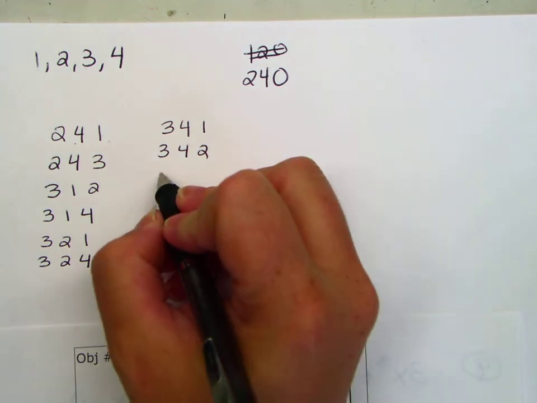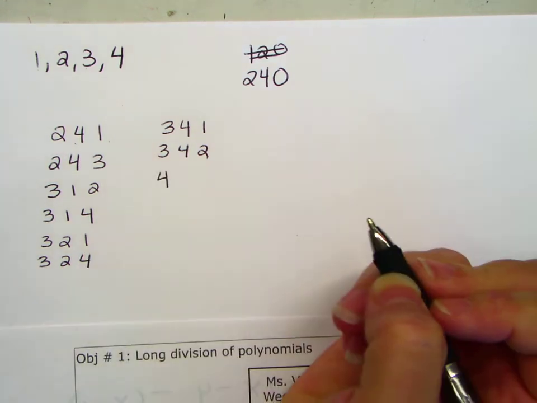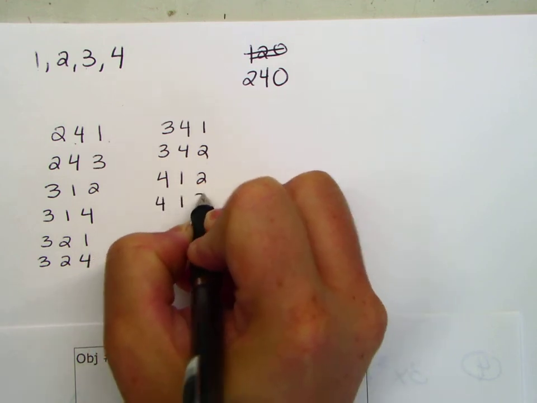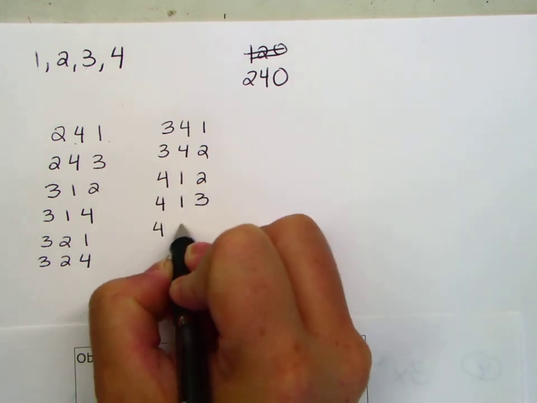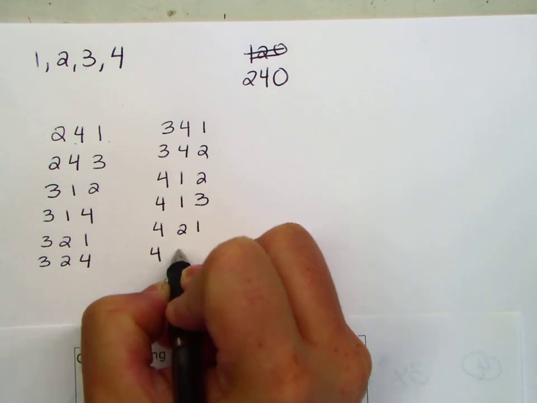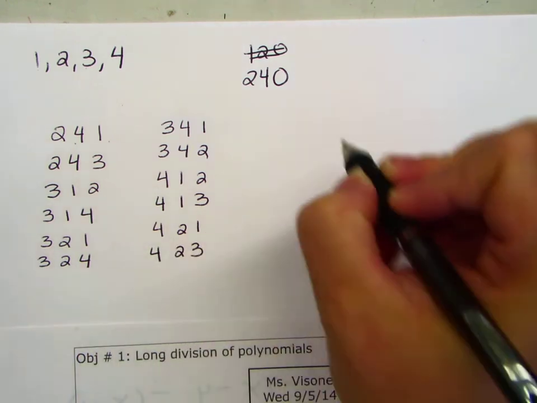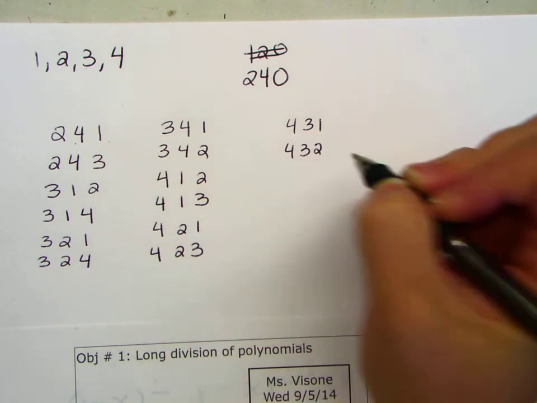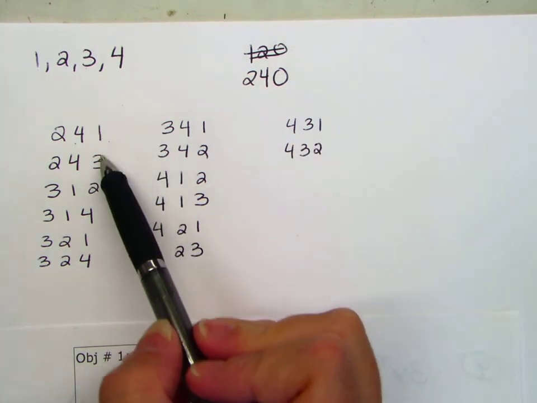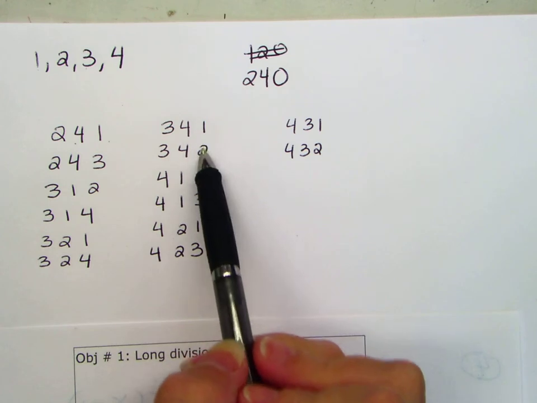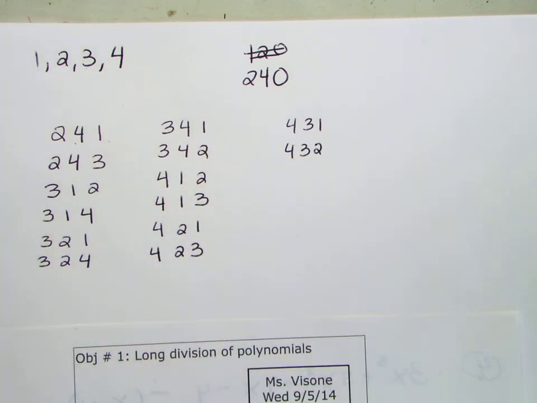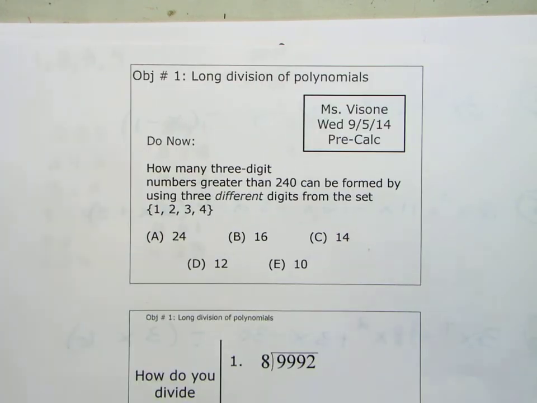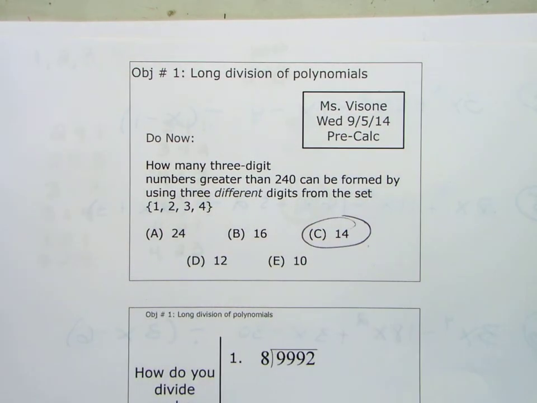And then we can do 4. So 4 has a lot of options. 4, 1, 2; 4, 1, 3; 4, 2, 1; 4, 2, 3; 4, 3, 1; 4, 3, 2. Okay? So that's 1, 2, 3, 4, 5, 6, 7, 8, 9, 10, 11, 12, 13, 14. So I had 14 answers, so it's a multiple choice. It's letter C. There's 14.